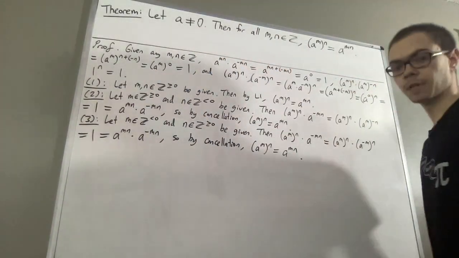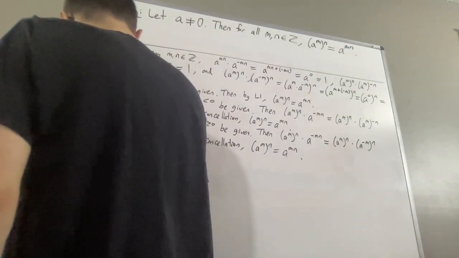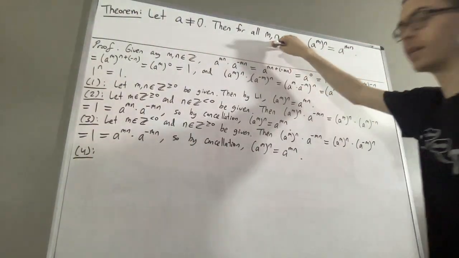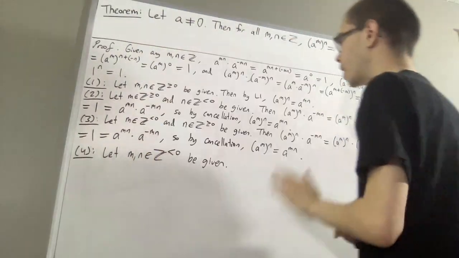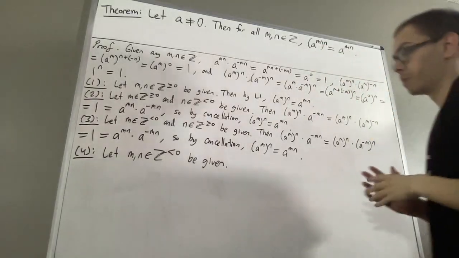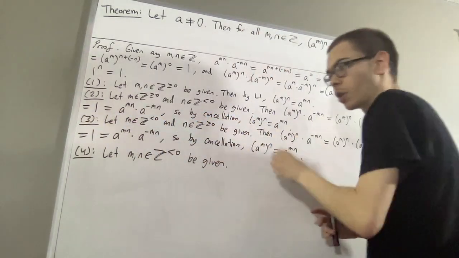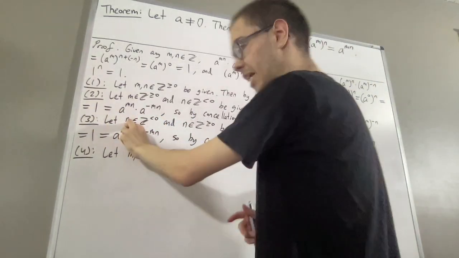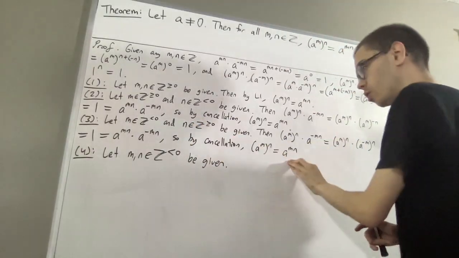And that's it. So now we have one more combination left. We will suppose m and n are both negative integers. Now, to demonstrate that this equality is true, we are going to be using our third combination. We have proven if m is any negative integer and n is any non-negative integer, then this equality is true.